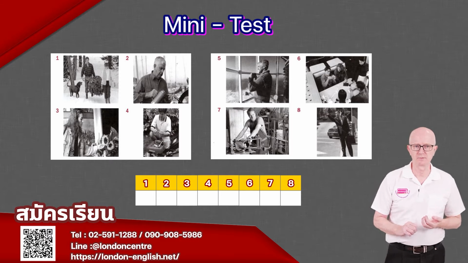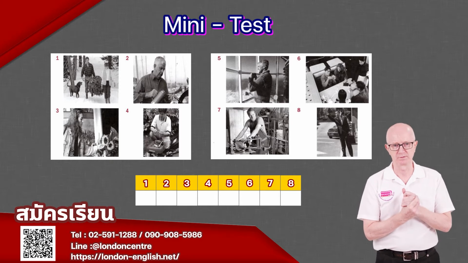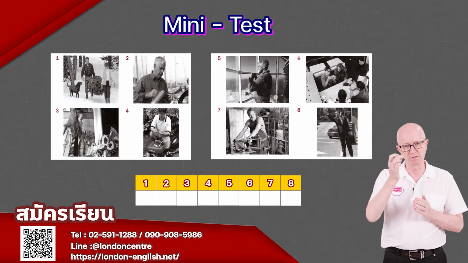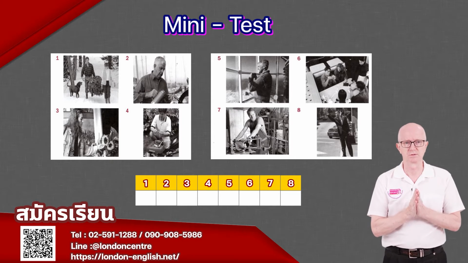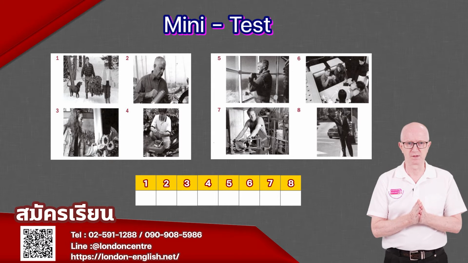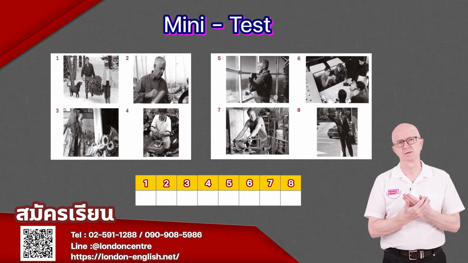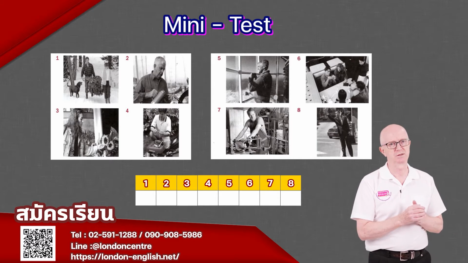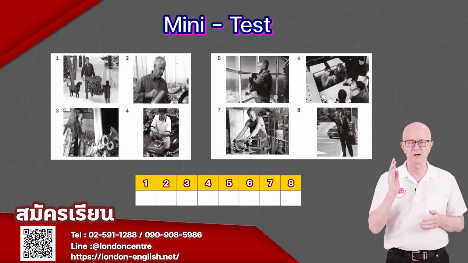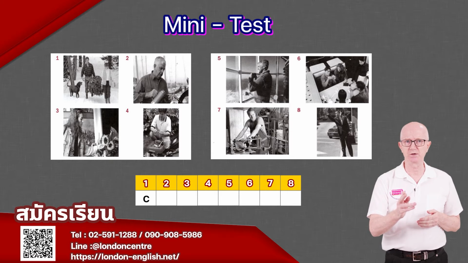Mini test. Number 1. Look at the picture marked number 1 in your book. A. The dog is running in front of the people. B. The people are picking up wood. C. The people are carrying a tree. D. The people are going outside. If you answered C, you would be correct.